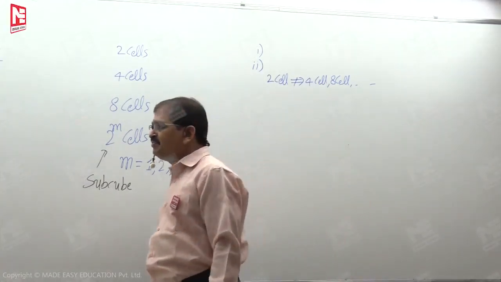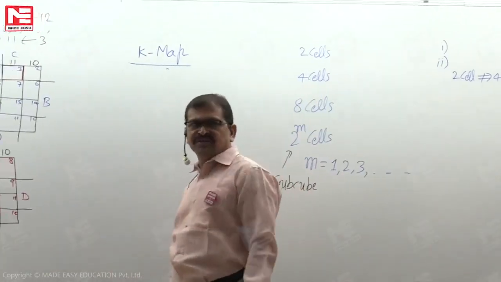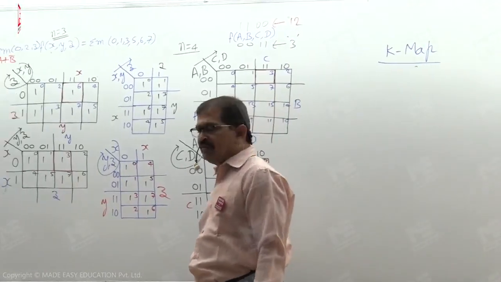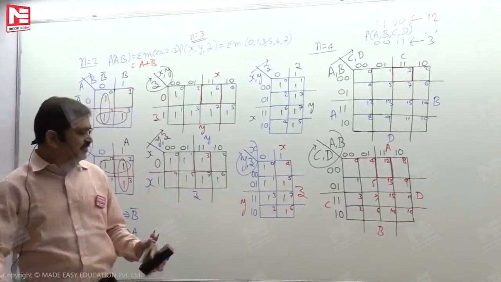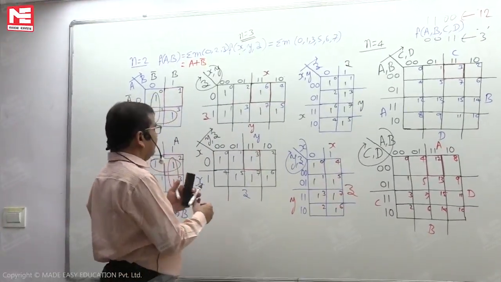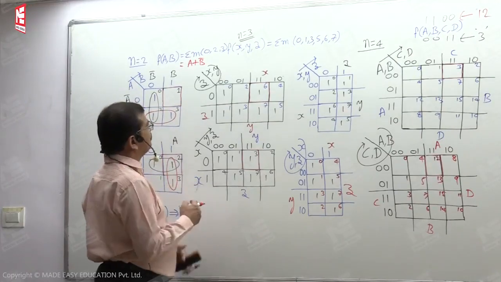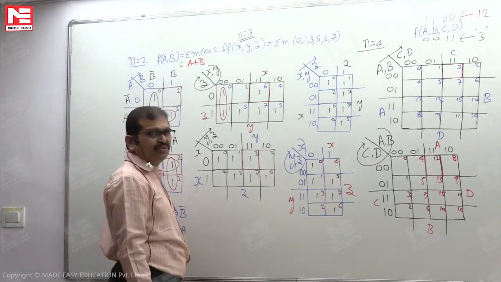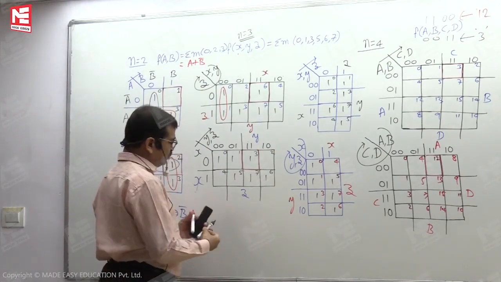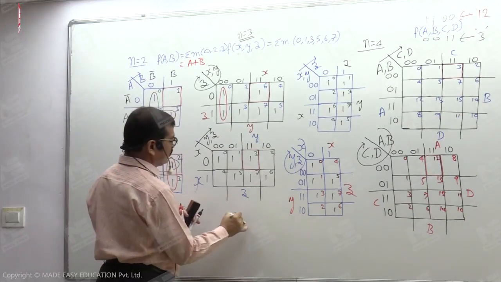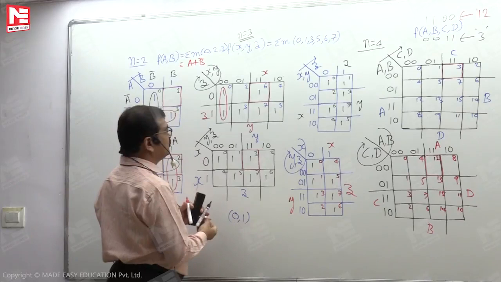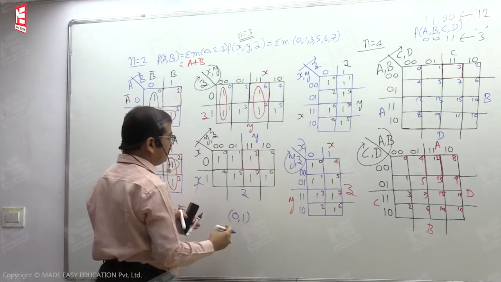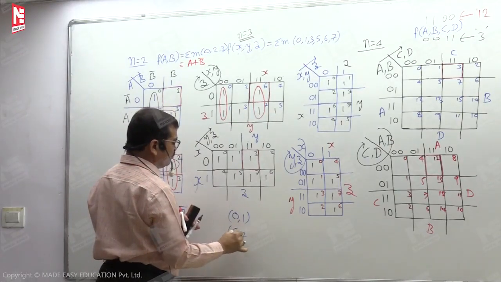So based on this, let's come to this function, the example we are looking at, a 3-variable function. In this 3-variable function, if you look here, 0, 1 is a 2-cell subcube. It is not coming as a part of any larger size subcube. And also we are looking at 6, 7, the other 2-cell subcube. It is not coming as a part of any larger size subcube.